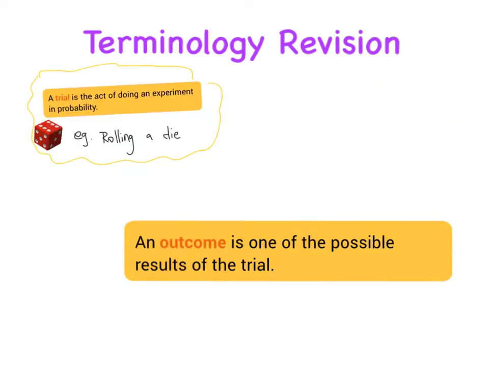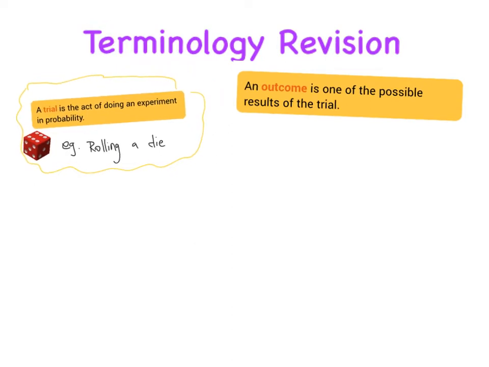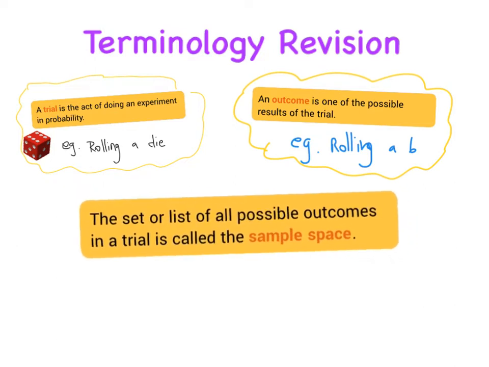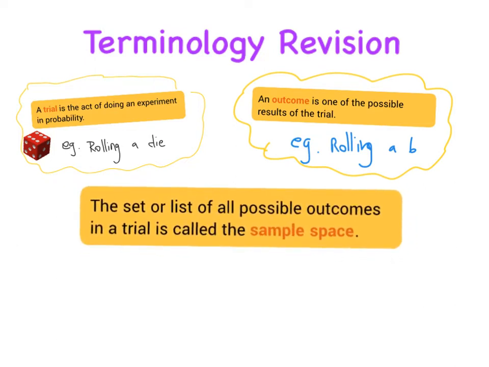Okay, so the next definition that we want to look at is an outcome. So an outcome is one of the possible results. So for example, we could get rolling a 6 on the die. All right, very straightforward. And so more importantly then, the list of all possible outcomes in the trial is called the sample space. So sticking with our die analogy, the sample space for rolling the die, if it's a normal die, is to get a 1, 2, 3, 4, 5, or 6. That's all the possible outcomes there.